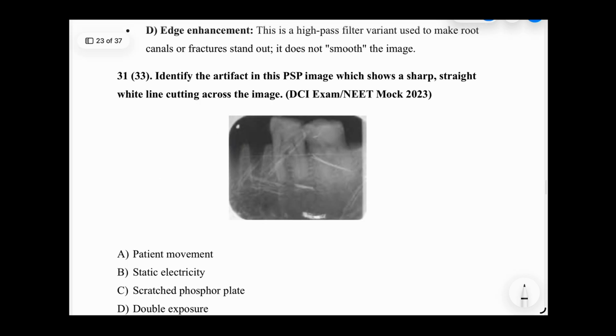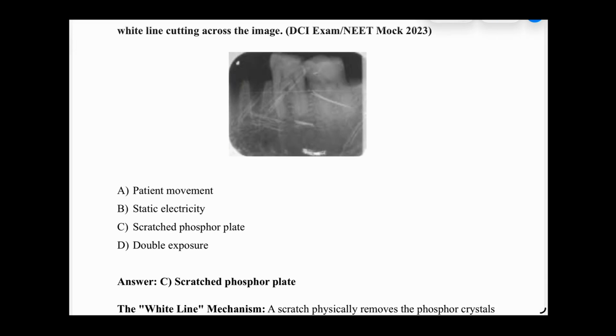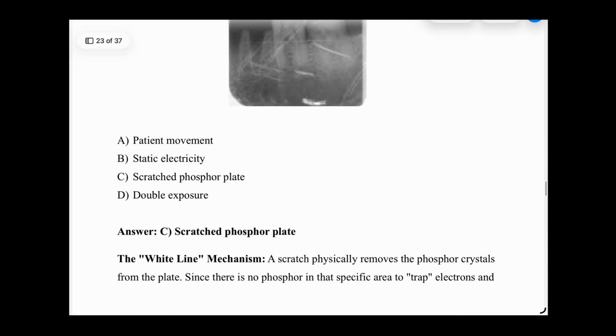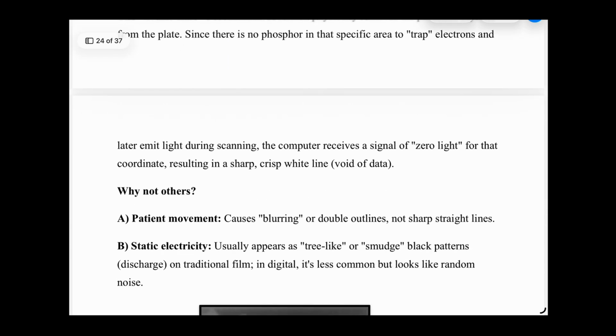Next, identify the artifact in the PSP image which shows a sharp straight white line cutting across the image. This is the scratched phosphor plate. So option C, scratched phosphor plate, is the correct one. White line mechanism: a scratch physically removes the phosphor crystals from the plate. Since there is no phosphor in the specific area to trap the electrons and later emit light during scanning, the computer receives a signal of zero light for that coordinate, resulting in a sharp crisp white line.